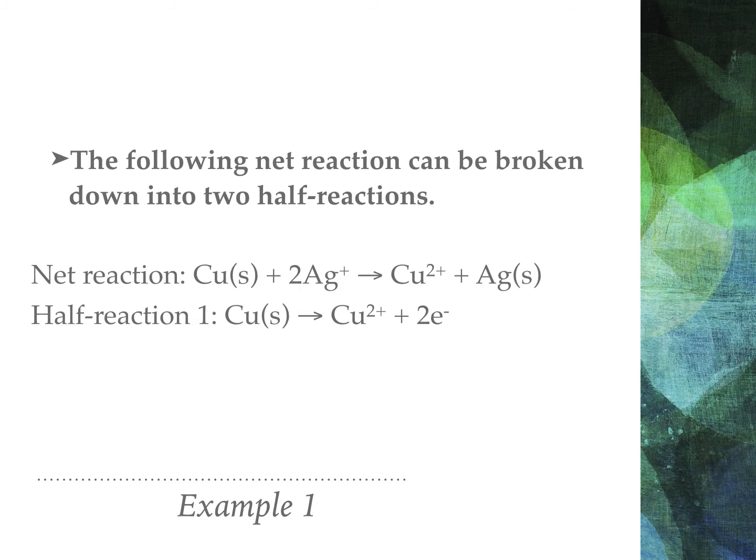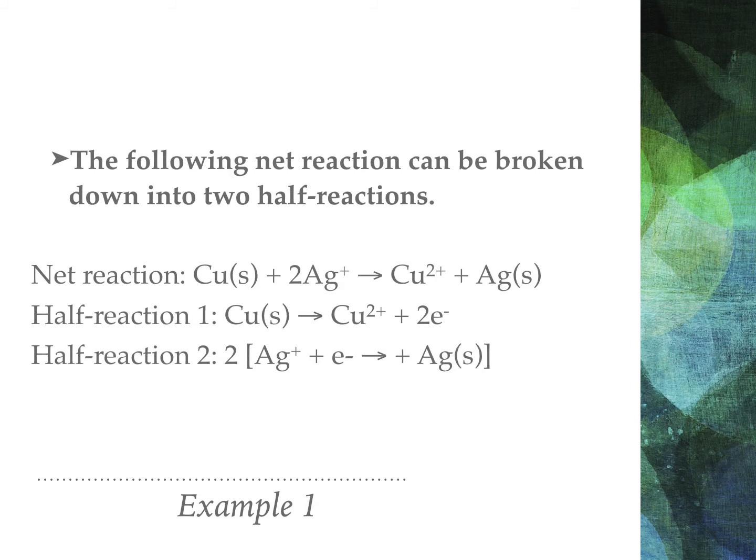In this equation, you can see that solid copper decomposed into a copper ion, and in doing so, it lost 2 electrons. In the second half reaction, we can see that the silver ion gained 1 electron to form solid silver.